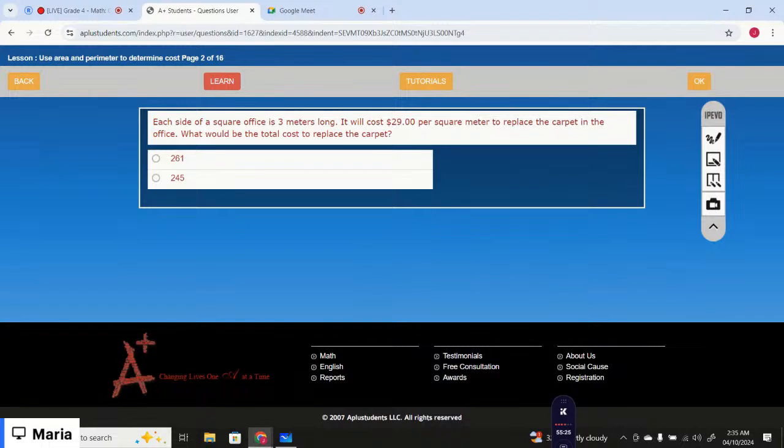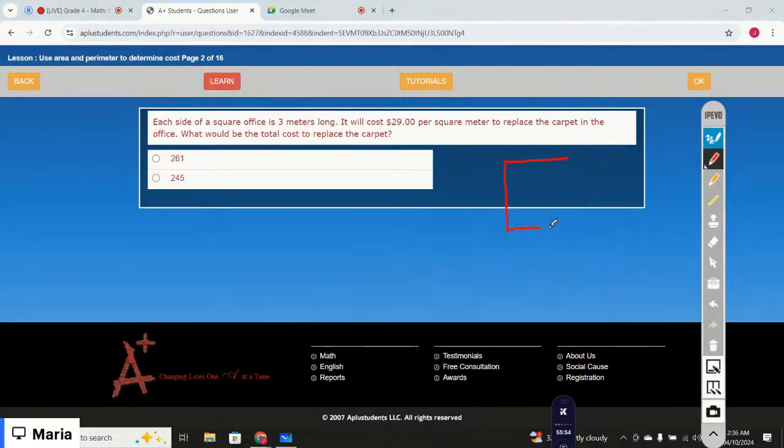Each side of a square office is 3 meters long. It will cost $29 per square meter to replace the carpet in the office. What would be the total cost to replace the carpet? So basically you are given that each side of the office is 3 meters long. This is the room, right? 3 meters, 3 meters, 3 meters. You have to carpet this area, and the carpet is $29 per square meter.